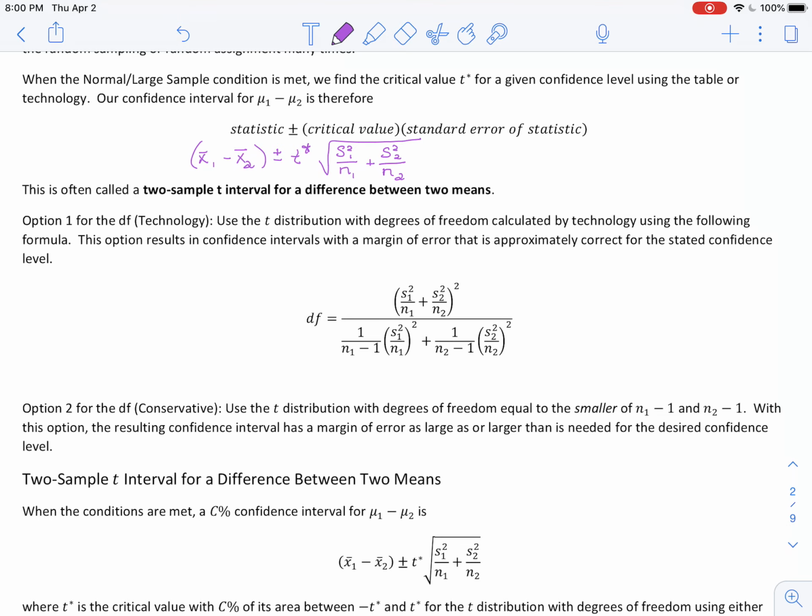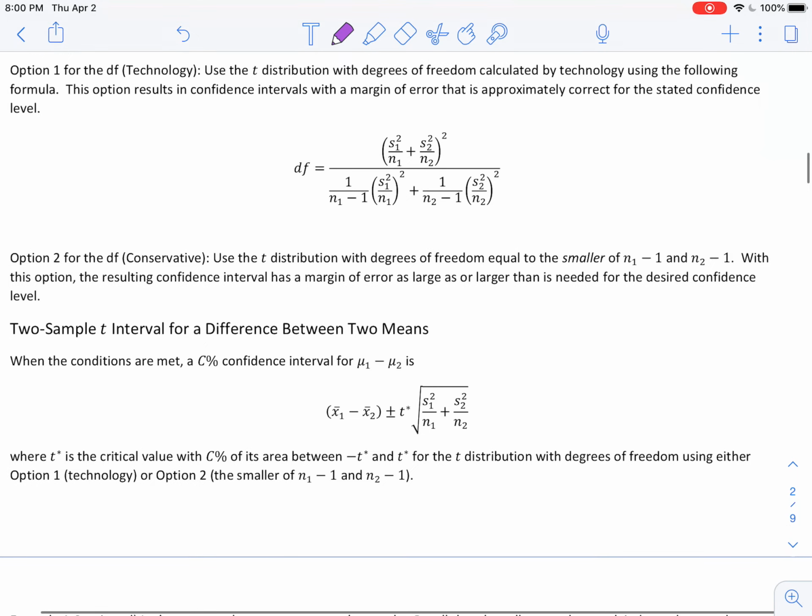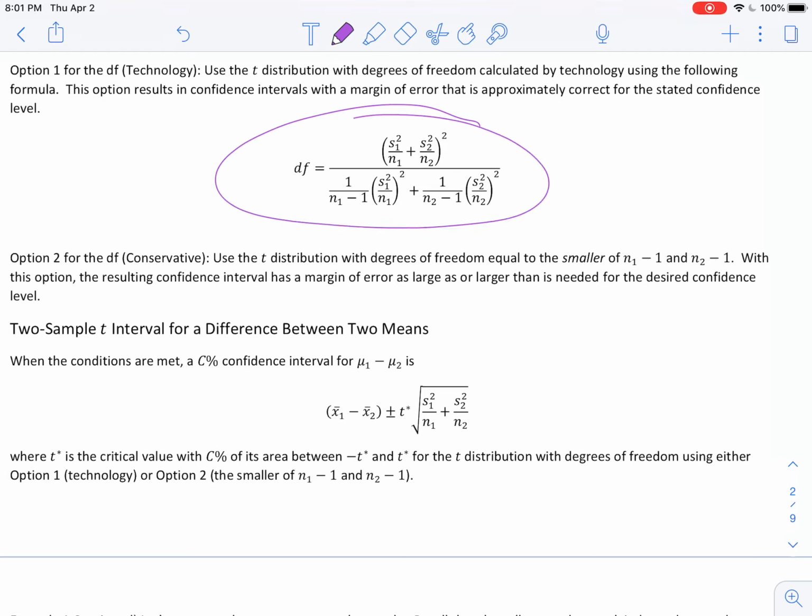Now, we do need to talk about the degrees of freedom because it's changing when you have more than one sample, and it's kind of weird. You've got two options. If you're using technology with the t-distribution, the degrees of freedom are calculated by technology using a formula discovered by some dude in the 1940s. My book doesn't usually give the derivation of these formulas. They don't even go through that, nor do they mention where to read more. They just say, here's what it is. It's a bare formula, and it's understandable why nobody would ever want to do that by hand. But this will result in a margin of error that's approximately correct for the stated confidence level, which is what we want.